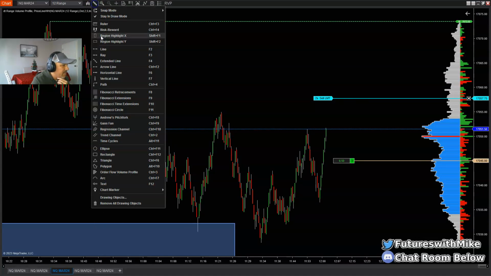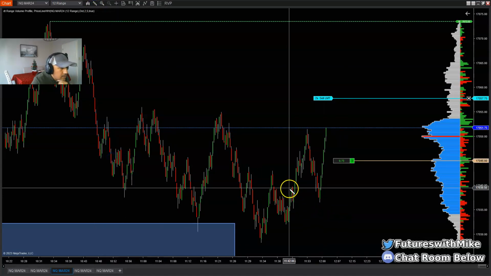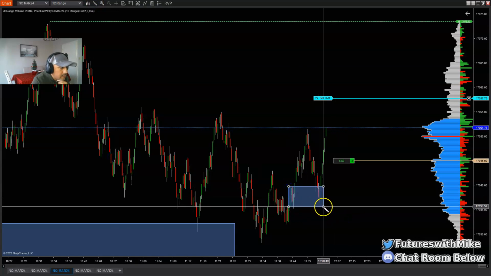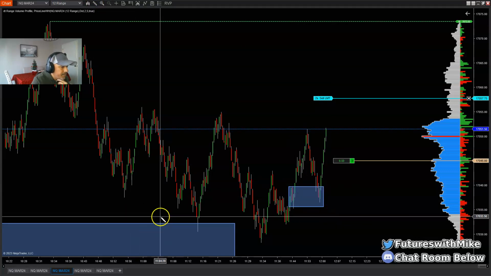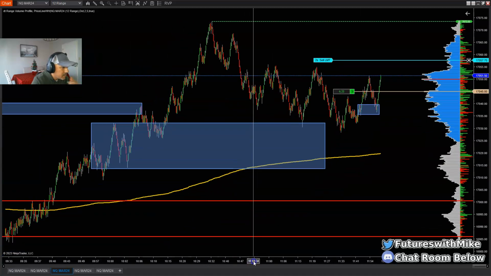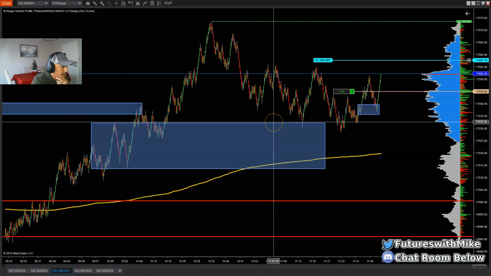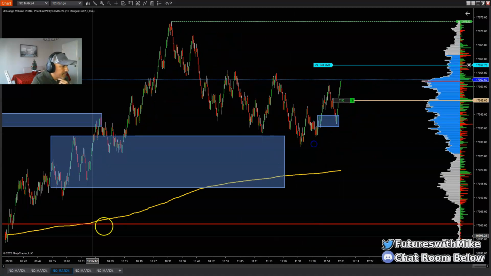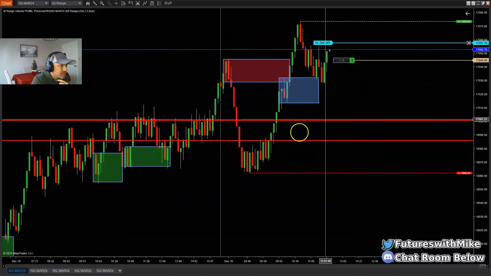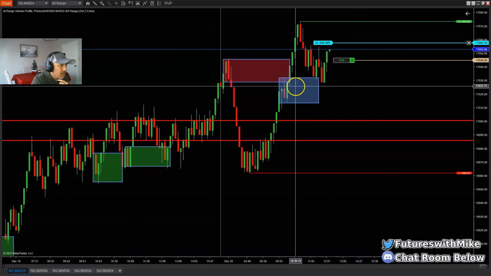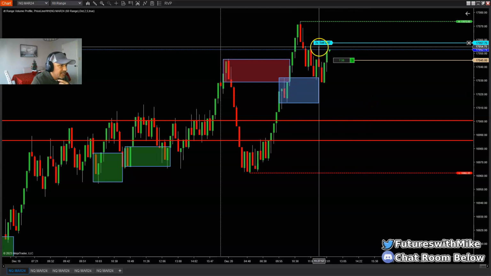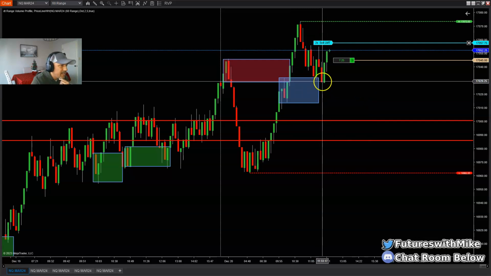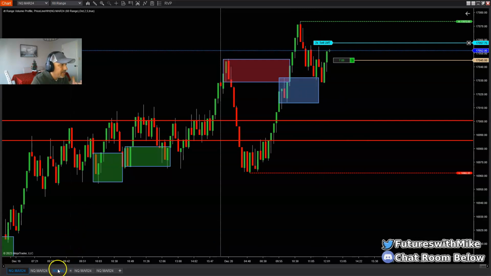I'm going to mark this demand area right here on the lower time frame. This is the higher time frame demand zone right here. Okay, it taps into it. It did, but again, we had that imbalance resting, pushing up right here. So it rejected it, pushed up, came back to it, filled the imbalance.